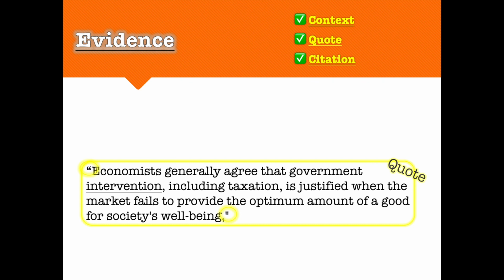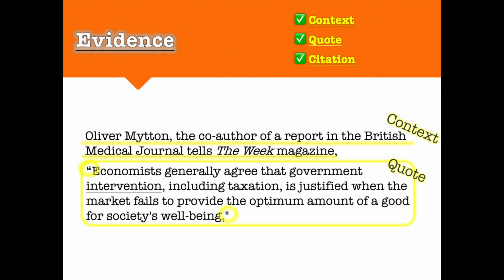And you should not trust a quote unless it's got a really clear source. So here is my context. And see how the quote sounds different after I present to you my context. Oliver Mitten, the co-author of a report in the British Medical Journal, tells The Week magazine, quote, "Economists generally agree that government intervention, including taxation, is justified when the market fails to provide the optimum amount of good for society's well-being." Here I've got an actual person that can be looked up.